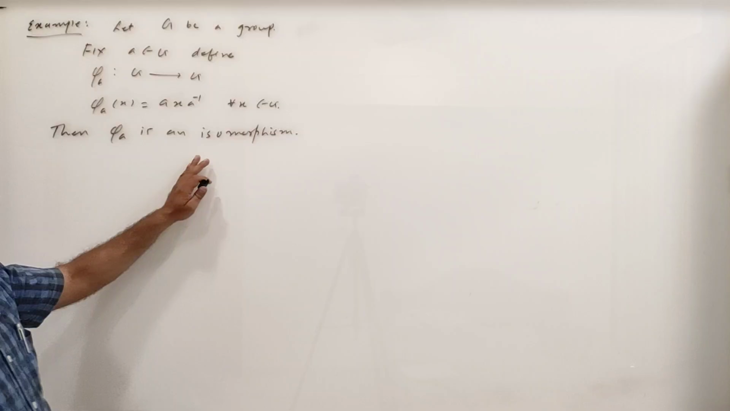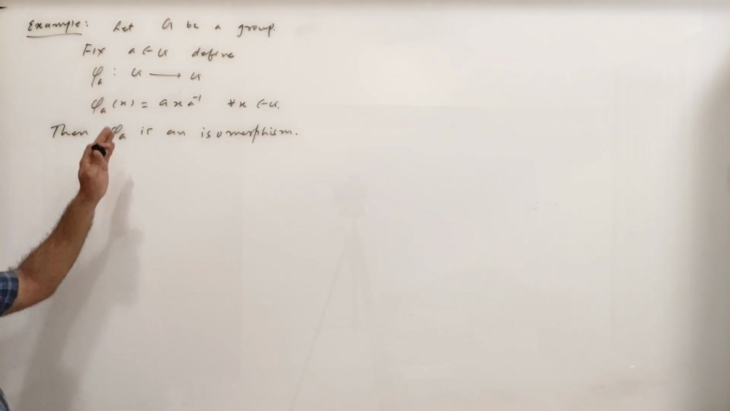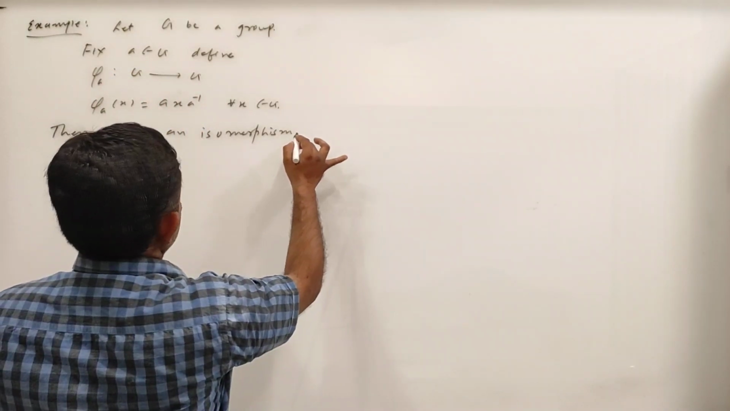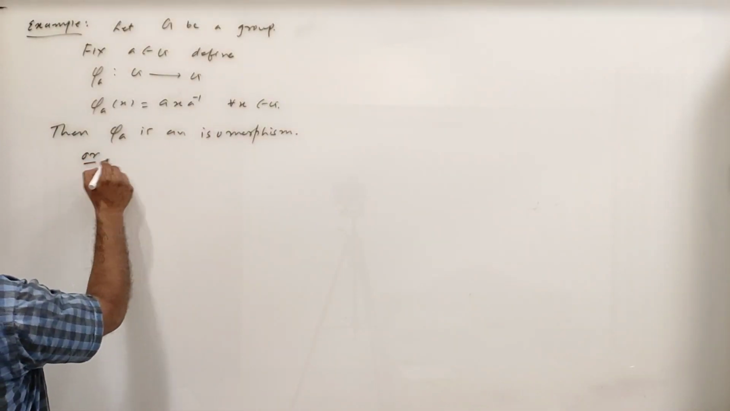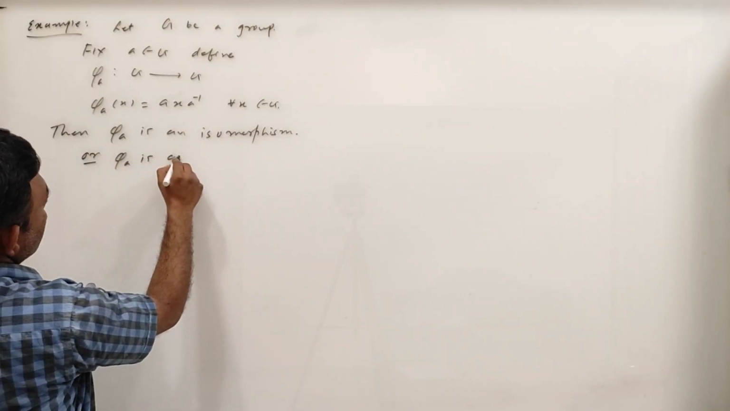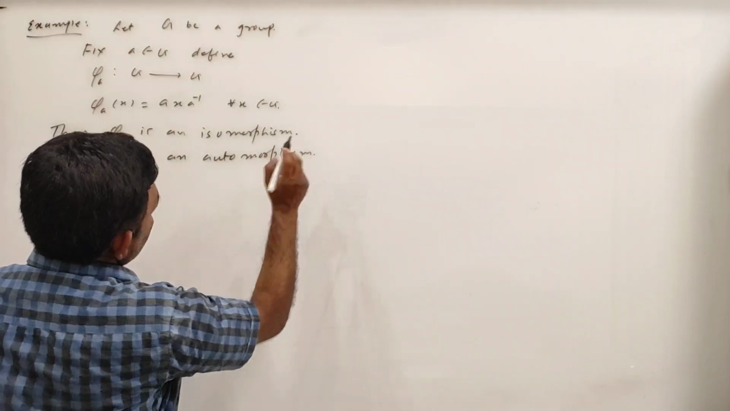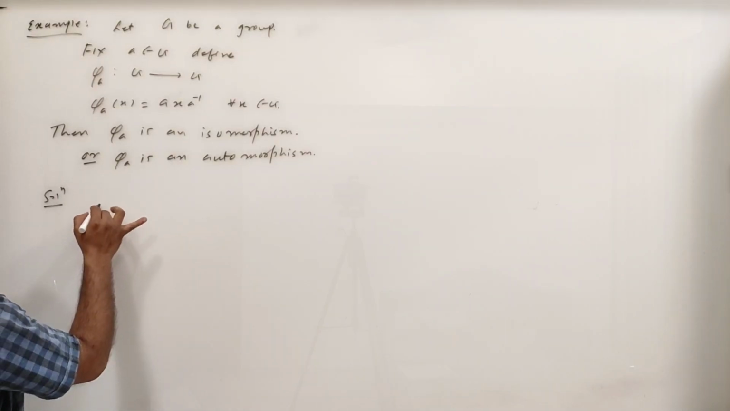So this will be an isomorphism, and this is an isomorphism from a group to itself, so it is called an automorphism. It is an isomorphism, or you may say phi_A is an automorphism. So let us give the solution. So first of all, phi_A is 1-1.